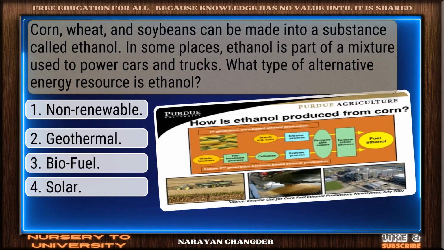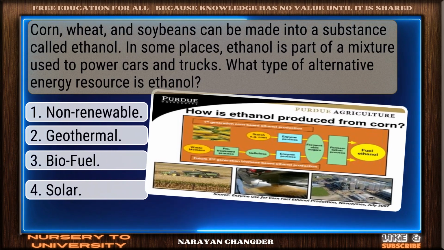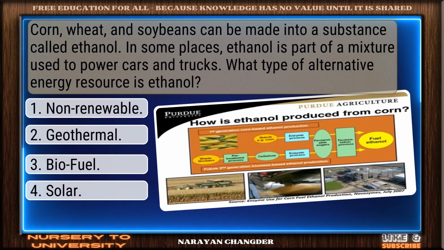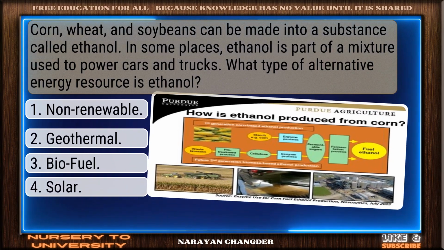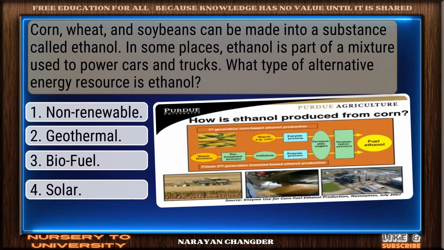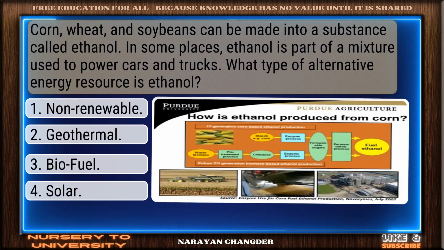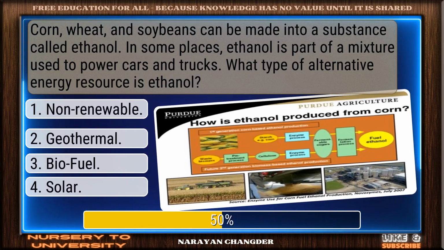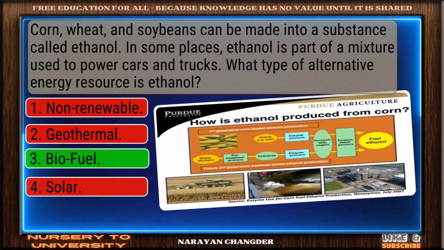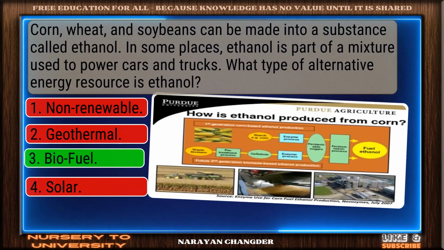Corn, wheat, and soybeans can be made into a substance called ethanol. In some places, ethanol is part of a mixture used to power cars and trucks. What type of alternative energy resource is ethanol? You chose biofuel, and it is correct.